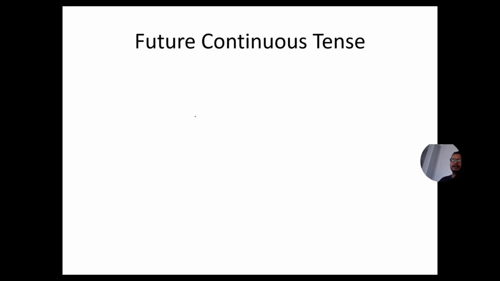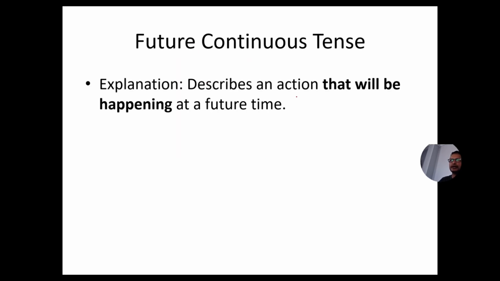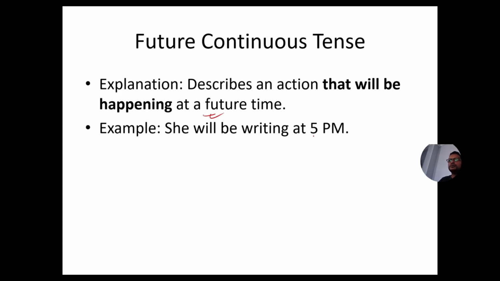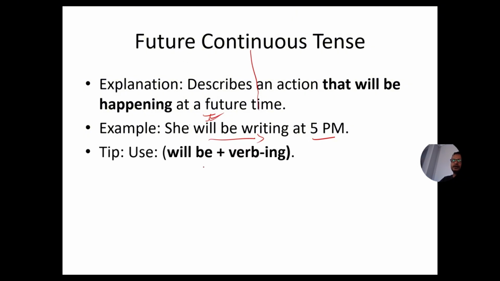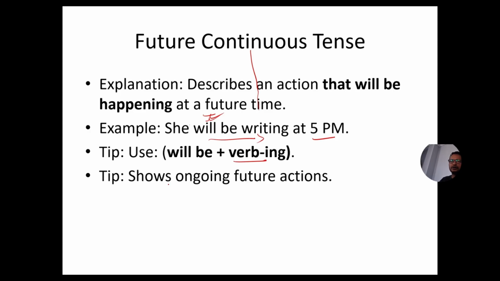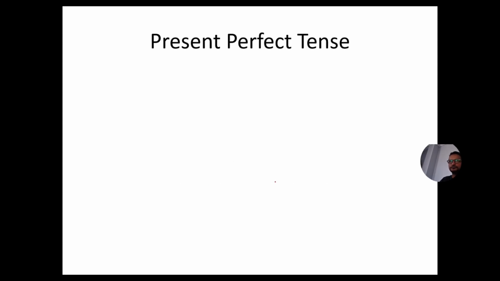Okay. And then future continuous tense: you use it to describe an action that will be happening at a specific future time. For example, she will be arriving at 5 p.m. Will be plus verb-ing, continuous ing. So it shows ongoing future actions.